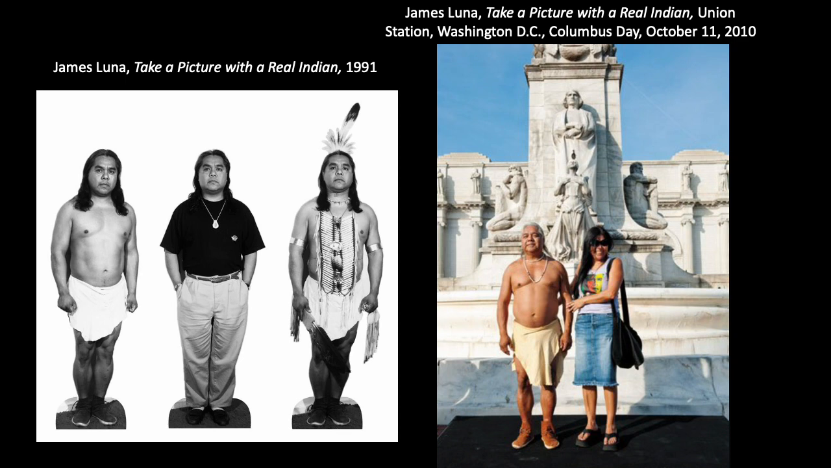In his performance, Take a Picture with a Real Indian, first conceived in the 1990s, James Luna dons a, quote, traditional Native outfit and stands stoically posing for snapshots with tourists to call attention to, again, the stereotypical perceptions that people have about Native Americans. So in the photos from 1991, you can see these various representations of Luna, where he has donned this traditional or expected outfit of a Native American chief, and juxtaposed that next to himself wearing modern or contemporary clothing.